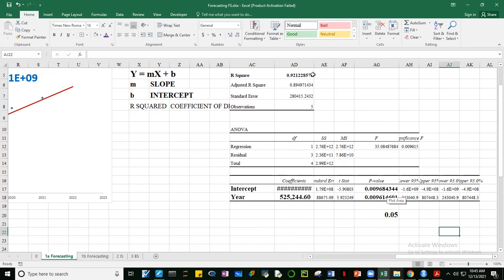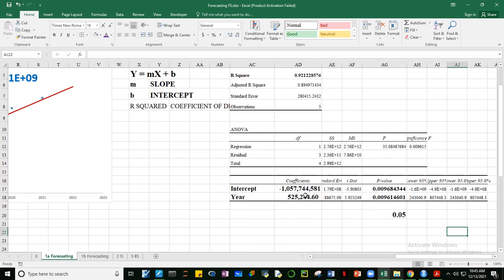How about the year? Is year statistically significant? Yes, because it's less than 0.05.